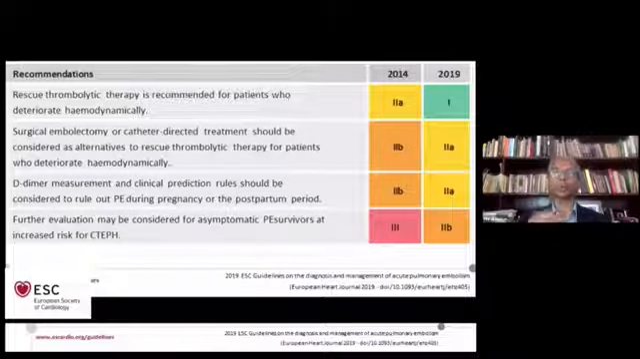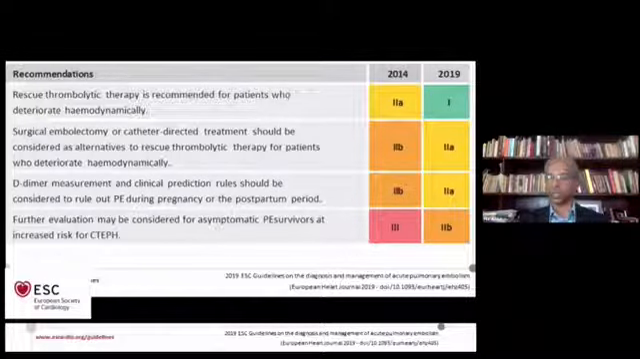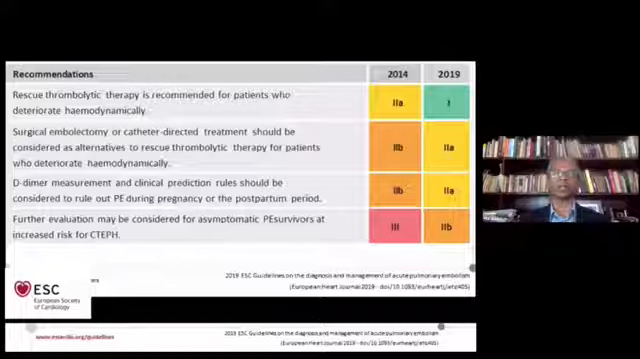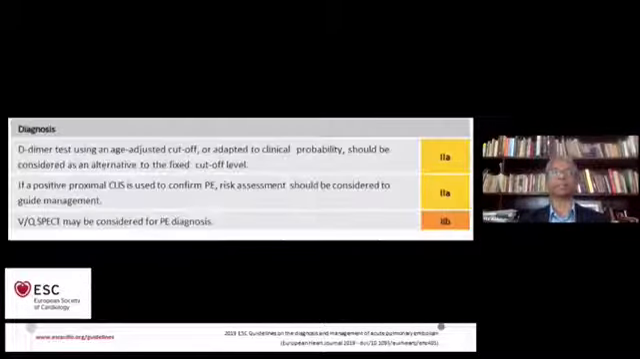So I'll stop with recommendations that came from the European Society of Cardiology last year. It said that in patients who deteriorate hemodynamically, you need to use rescue thrombolytic therapy. Consider surgical embolectomy or catheter-directed treatment as alternatives in patients who deteriorate in front of you hemodynamically. D-dimer measurement and clinical prediction rules should be considered to rule out PE during pregnancy or in the postpartum period. Further evaluation may be considered for asymptomatic PE survivors at increased risk for CTEPH, and I'll come back to this a little later.